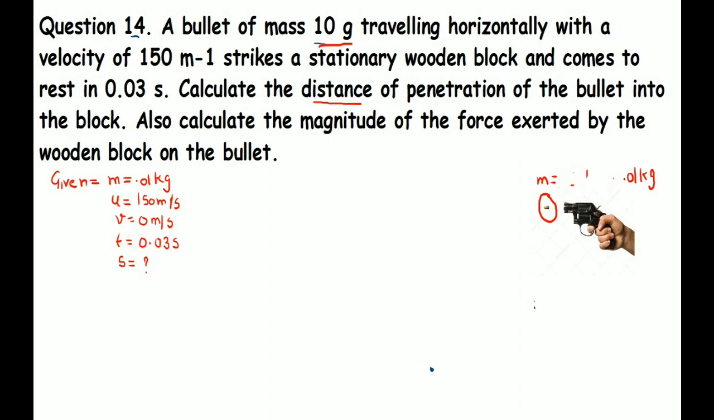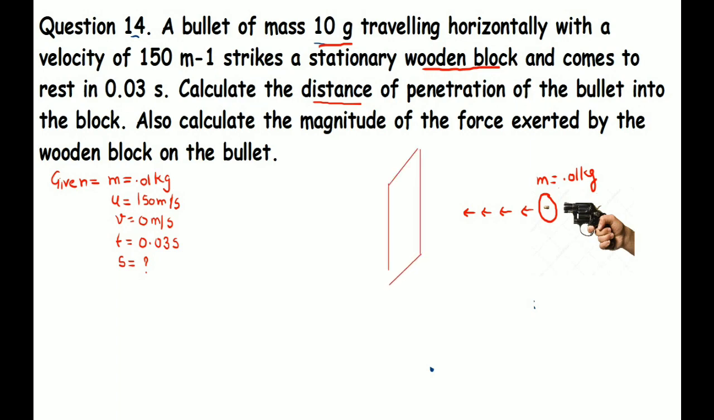Am I correct? I am rushing through this because you all know how to convert one unit to another. So the mass of this bullet is 0.01 kg. This bullet is moving with a velocity of 150 meter per second. Here, by mistake, second is not written over here. In the question you will write this.